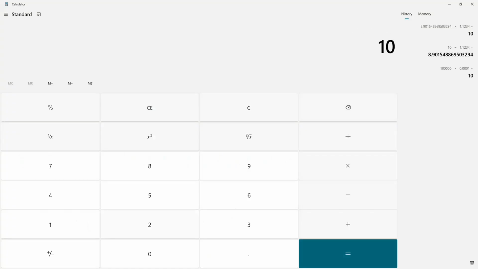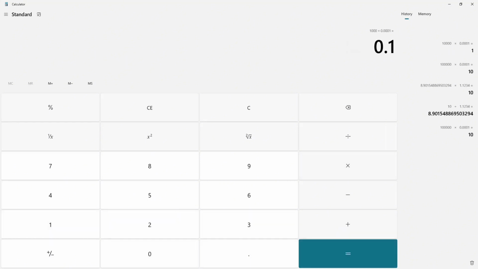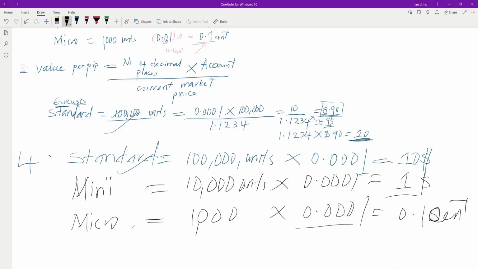Okay, now let's see. Multiply 100,000 by 0.0001, you are going to have 10. If you multiply 10,000 by 0.0001, you are going to have $1. I hope it is clear. If you multiply 1,000 times 0.0001, you are going to have 1 cent. This is how these values are gotten. Okay, so you can go ahead and practice this.